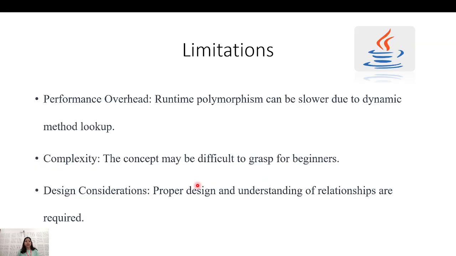Now let's see what the limitations of polymorphism are. Performance overhead: runtime polymorphism can be slower due to dynamic method lookup. As runtime polymorphism executes at runtime, it can slow the execution time. Then complexity: the concept may be difficult to grasp for beginners. And design consideration: for achieving proper polymorphism, we have to take care of proper design and understanding of the relations which are required for the program execution.